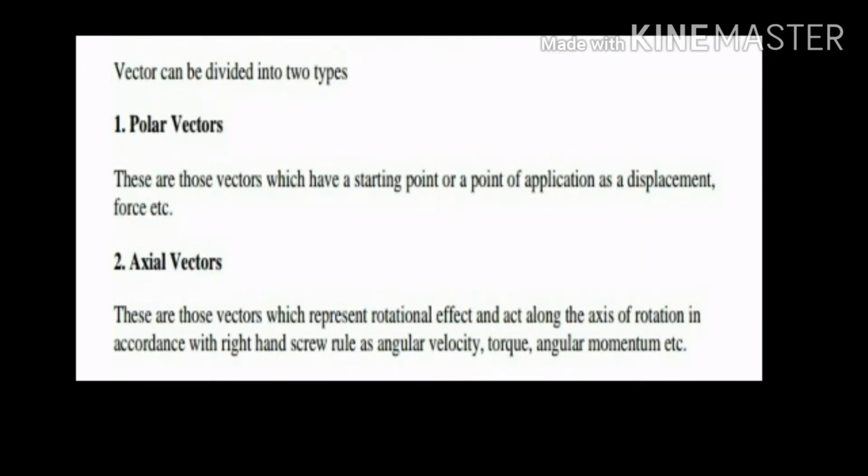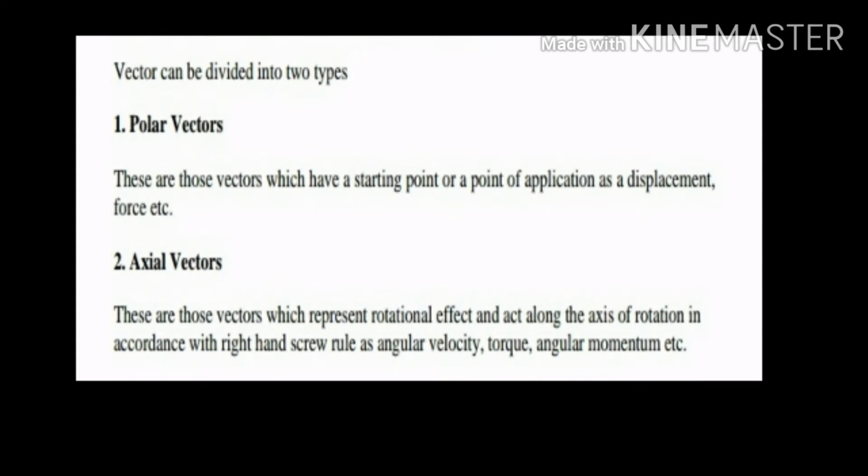Now vectors are divided into 2 types. First one is polar vectors and the second one is axial vectors. Polar vectors are those vectors which have a starting point or a point of application, as displacement, force, etc. Axial vectors are those vectors which represent rotational effect and act along the axis of rotation in accordance with the right hand screw rule, as angular velocity, torque, angular momentum, etc. So these are our 2 types of vectors, polar and axial.